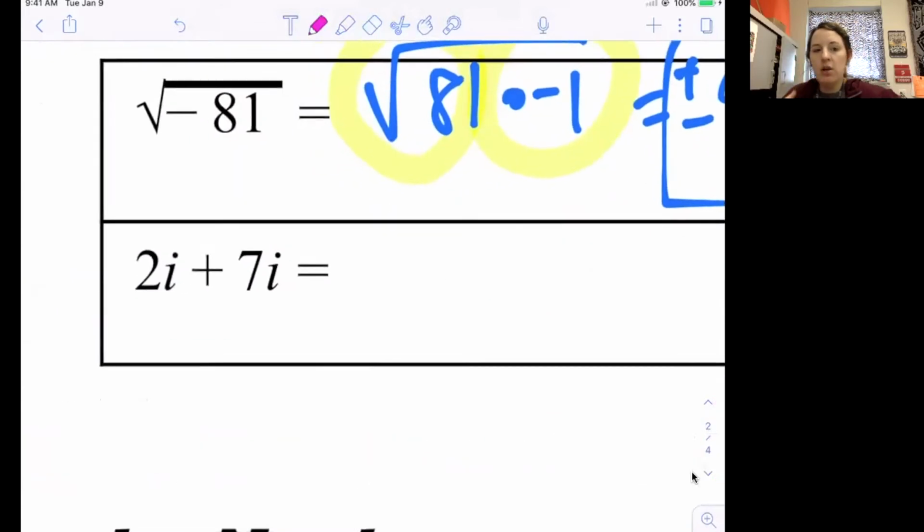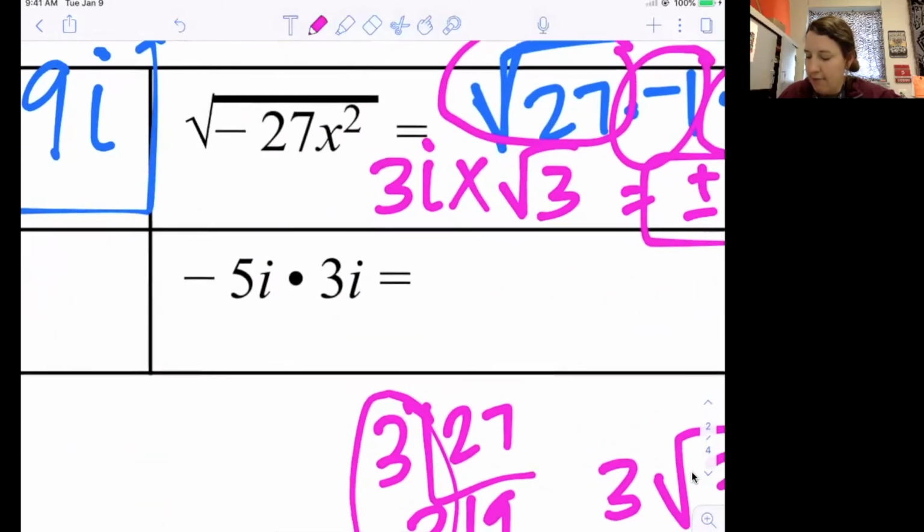Okay, looking here, 2i plus 7i. So just like if I had 2x plus 7x, we can add those coefficients together because the variable part, or the imaginary part, matches exactly. This just simplifies to 9i.